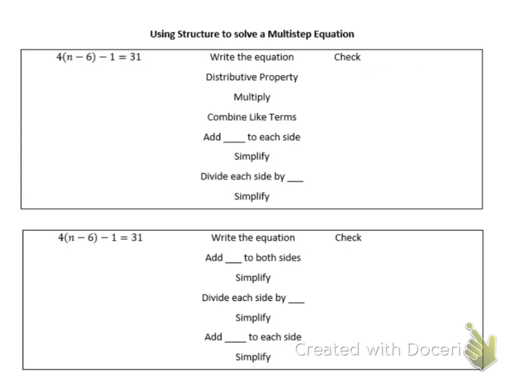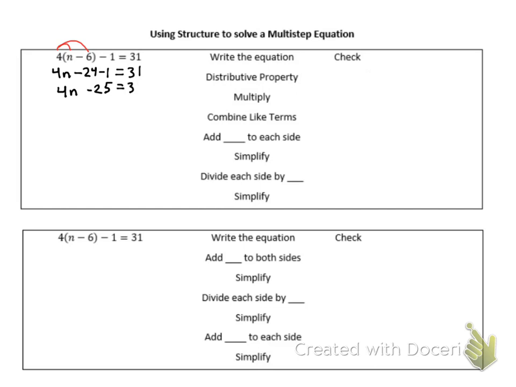Okay, so for this first one, we're going to remember how to do distributive property. 4 times the n times 4 times the 6. So we would then get 4n, and then 4 times negative 6, negative 24 minus 1 equals 31. So there's our distributive property. We can also, at this point, combine those like terms. So we'll have 4n, and negative 24 minus a 1 is a negative 25.